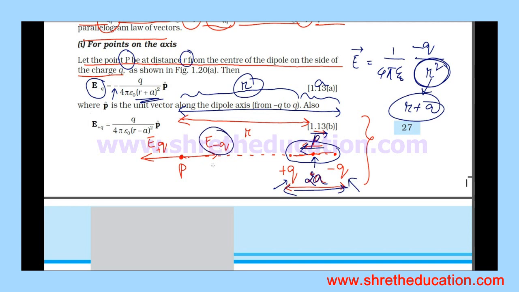Here p hat is a unit vector along the dipole axis from minus q to q, the direction of the dipole.